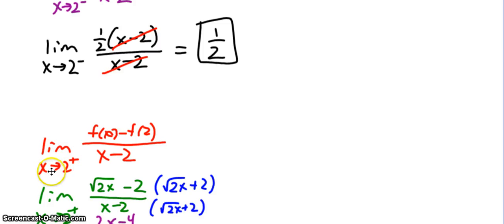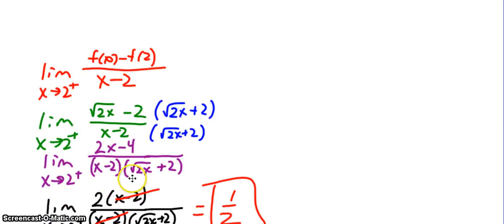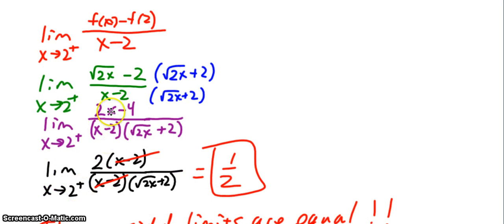Then I did the limit as x goes to 2 from the right of f of x minus f of 2 over x minus 2. So now I use the other piece. I get the limit as x goes to 2 from the right of root 2x minus 2 over x minus 2. Multiply the numerator and denominator by the conjugate of the numerator to rationalize the numerator. Simplify, factor out 2, x minus 2 is reduced, plug in 2, and again I get 1/2.